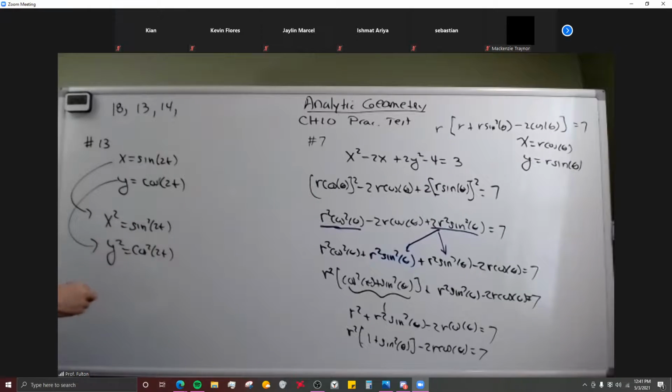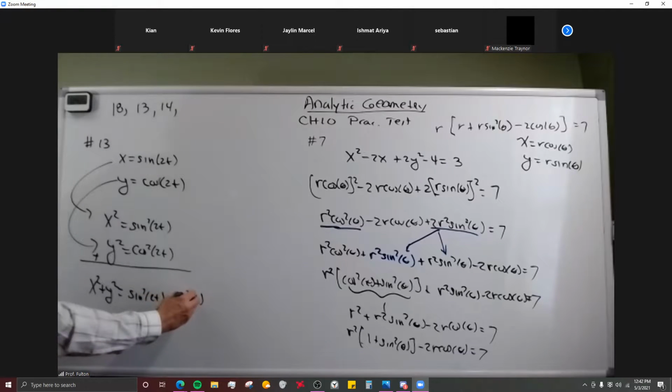I want to get rid of the t, so what do I do? Just add both of them together. So I have x squared plus y squared is sine squared 2t plus cosine squared 2t. But what's sine squared plus cosine squared? No matter what the argument is, it's always equal to 1. So I got rid of the t. So it's x squared plus y squared is equal to 1. That's an equation of a circle.